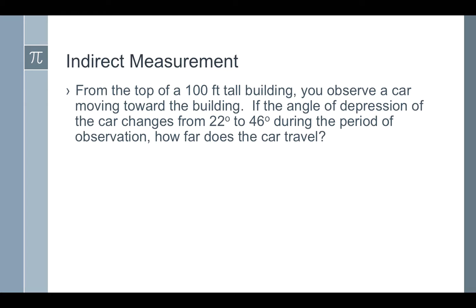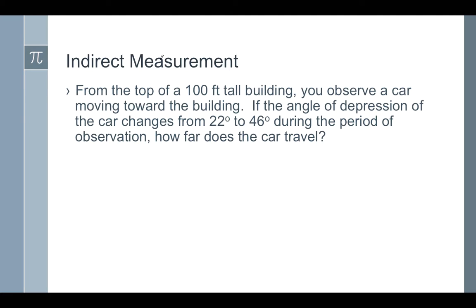So what we're going to say is, okay, we're at the top of a 100-foot building. You see some car, and it's moving towards the building. The first measurement that you found was the angle of depression to the car at one point in time was 22 degrees. Then later, the angle of depression was 46 degrees. So it's changed from 22 to 46. And you want to know how far has that car traveled?